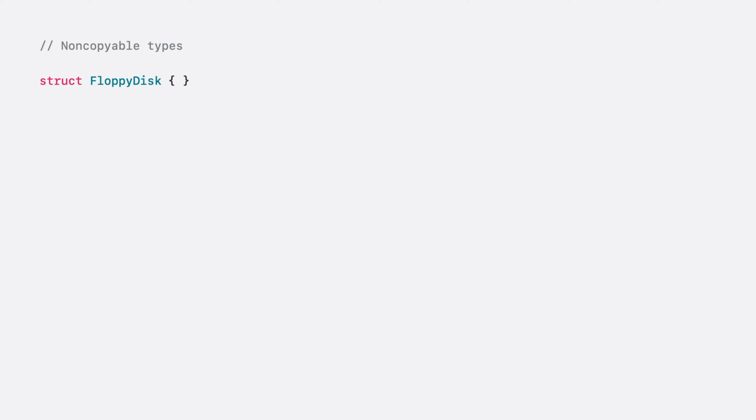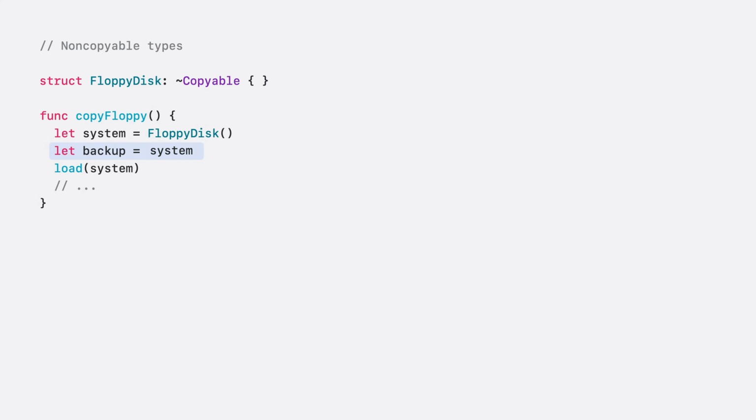But if in the spot where you declare conformances, I wrote a tilde before the word Copyable, then I'm suppressing that default conformance to Copyable. Now, FloppyDisk has no Copyable conformance at all. Think of ~Copyable as declaring the absence of Copyable for the type you've marked. So, what happens when you try to copy that floppy?